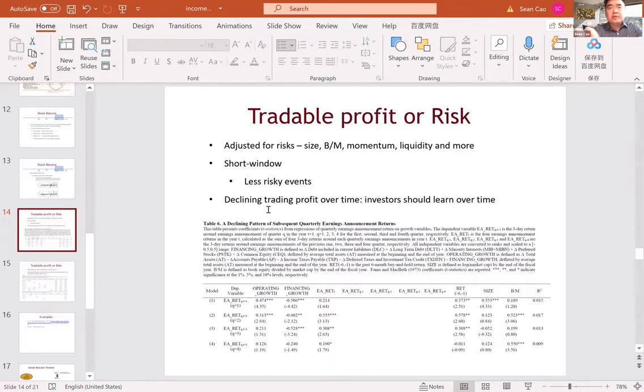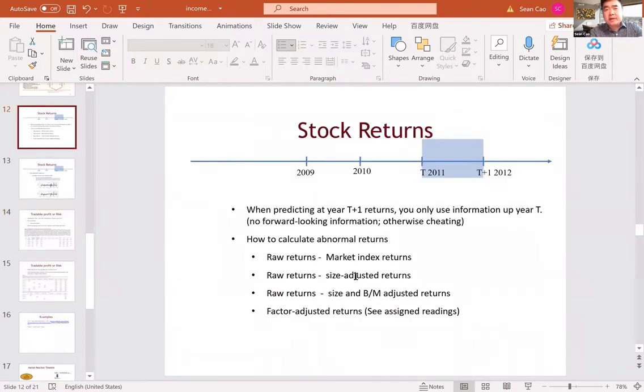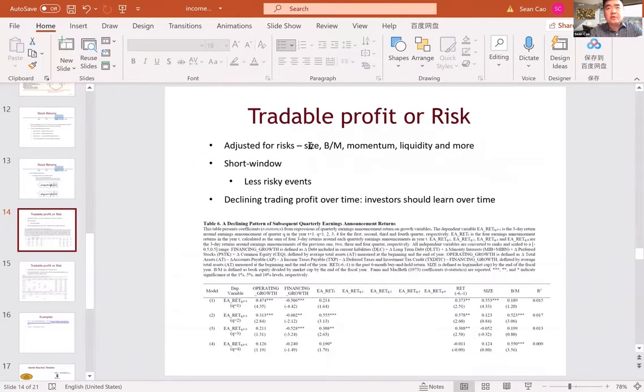The first one is to adjust for risk. That's what we did here, right? You minus the size factor, you minus the 6% market risk factor, you minus the 3 months buy and hold. So once you adjust for all the risk, you still have a positive 0.71% 3-day profit. And this is a transaction here.